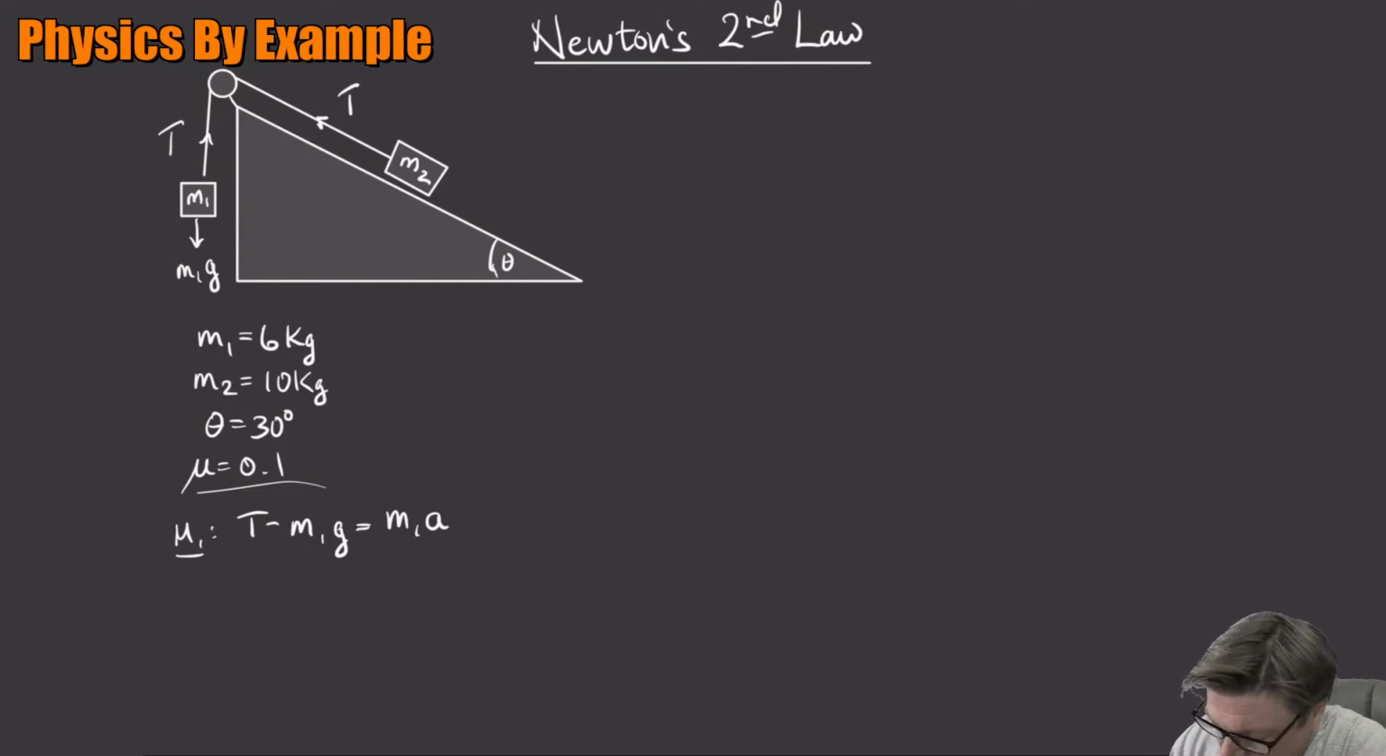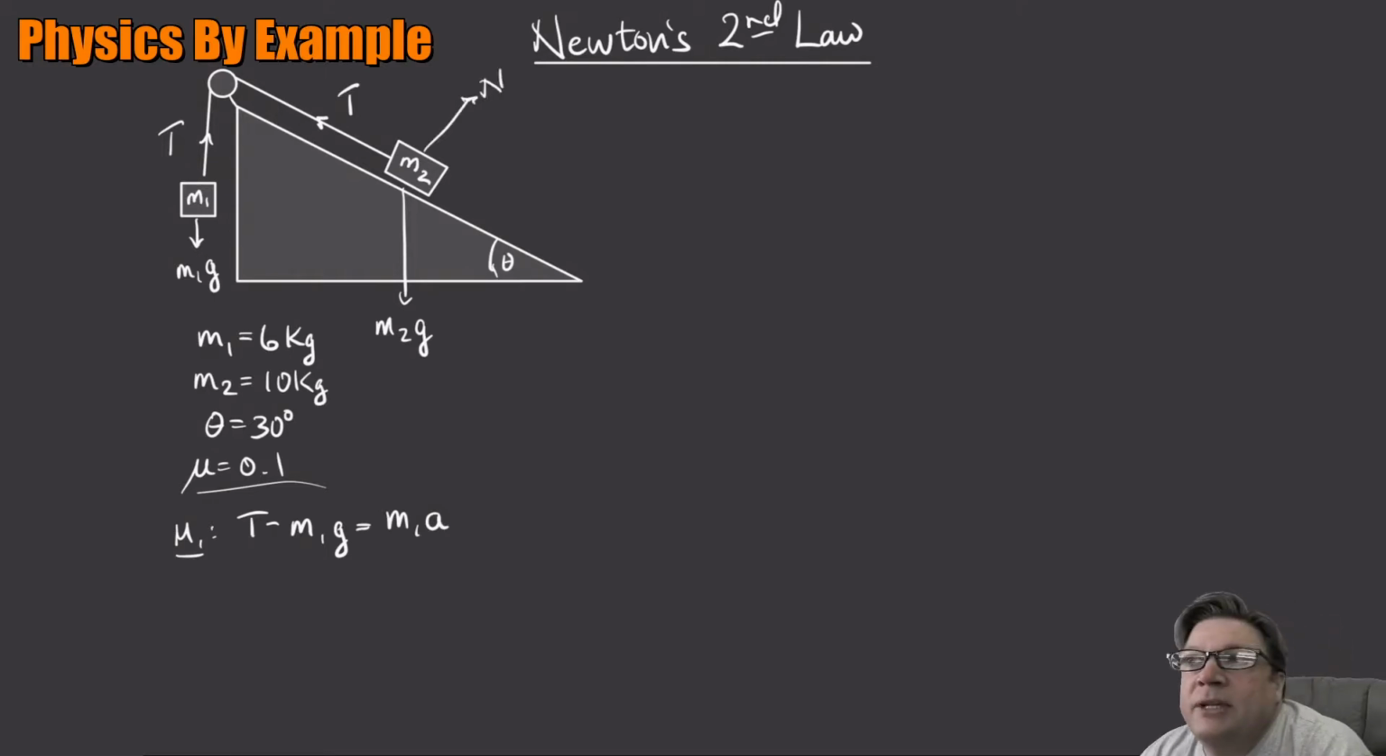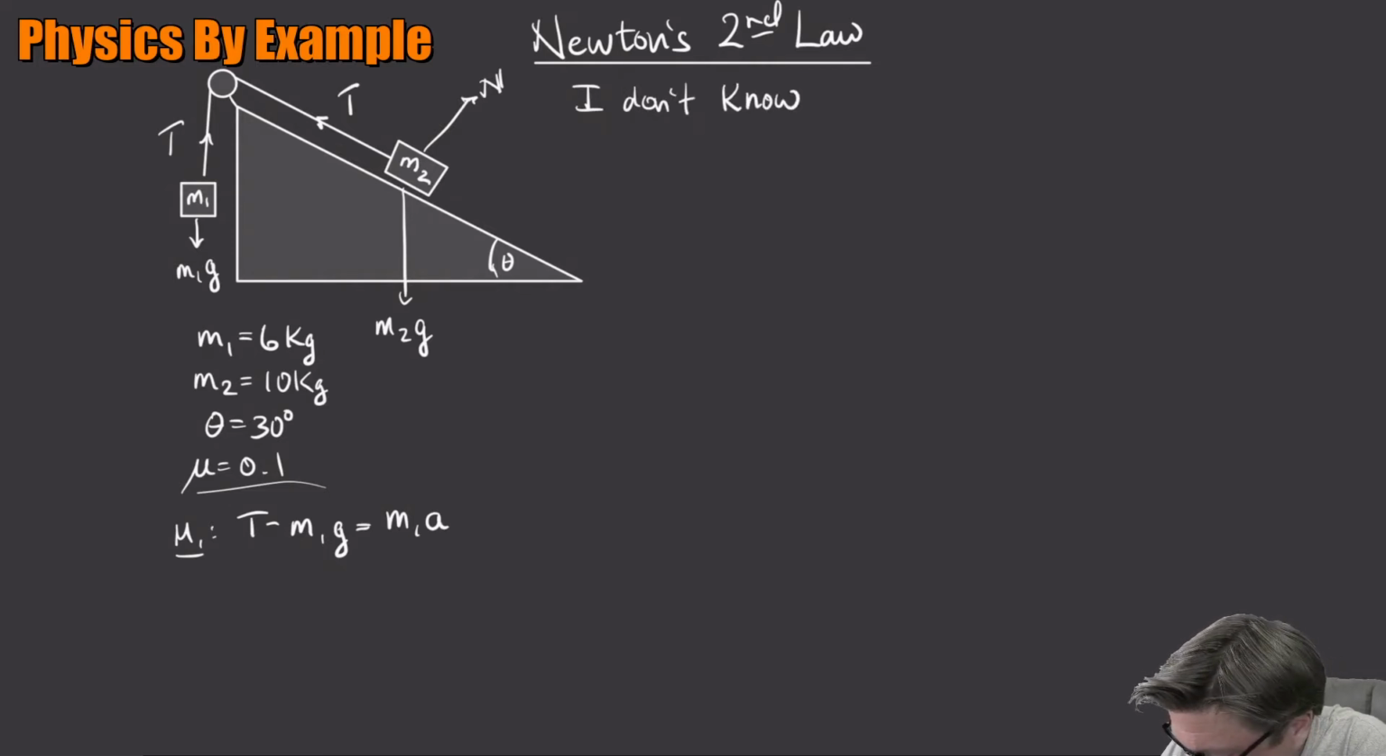Let's look at M2. From what we did before, I know that M2 has M2G, gravity going down. What else? I got the normal force, acting always normal to the plane, so it's going to be that way. I've got tension going up. Oh, and then I got friction, right? Okay, so here's the problem. I don't know the frictional force direction.